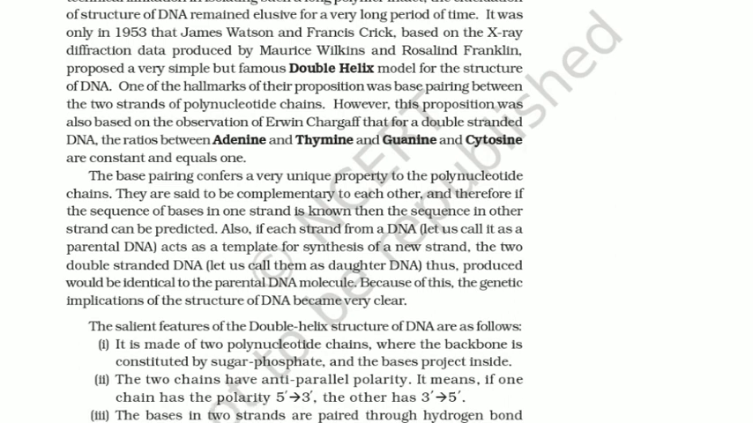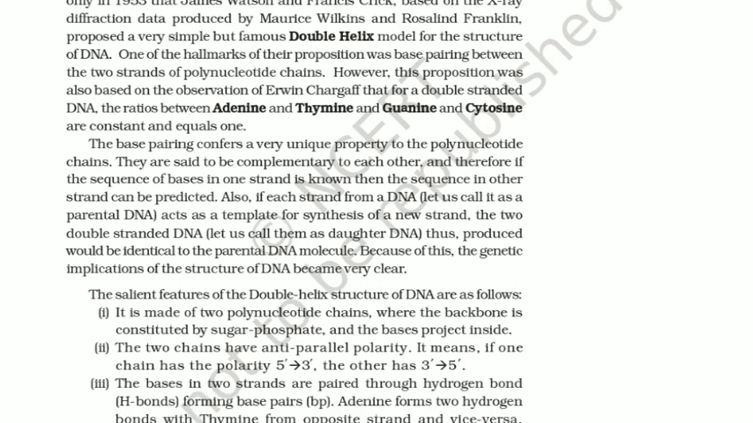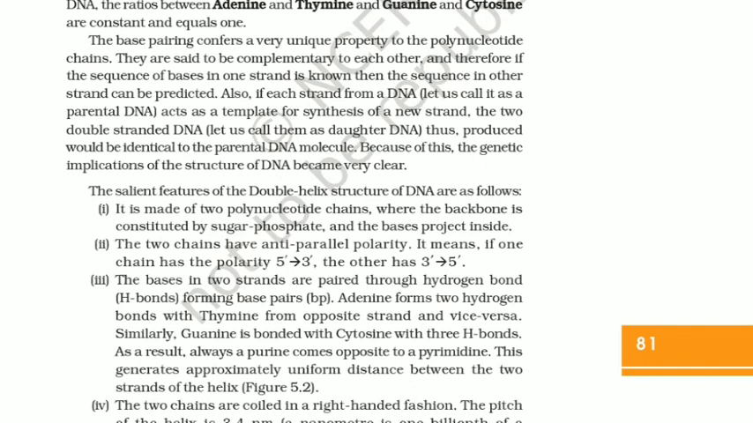However, this proposition was also based on the observation of Erwin Chargaff that for a double-stranded DNA, the ratios between adenine and thymine and guanine and cytosine are constant and equal 1. The base pairing confers a very unique property to the polynucleotide chains. They are said to be complementary to each other, and therefore, if the sequence of bases in one strand is known, then the sequence in the other strand can be predicted.